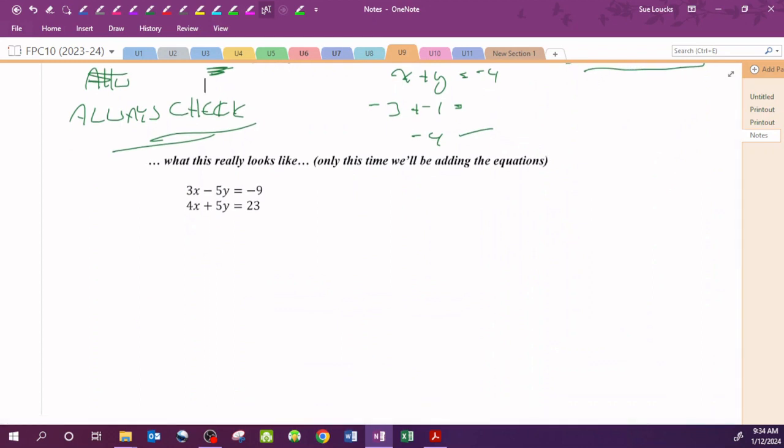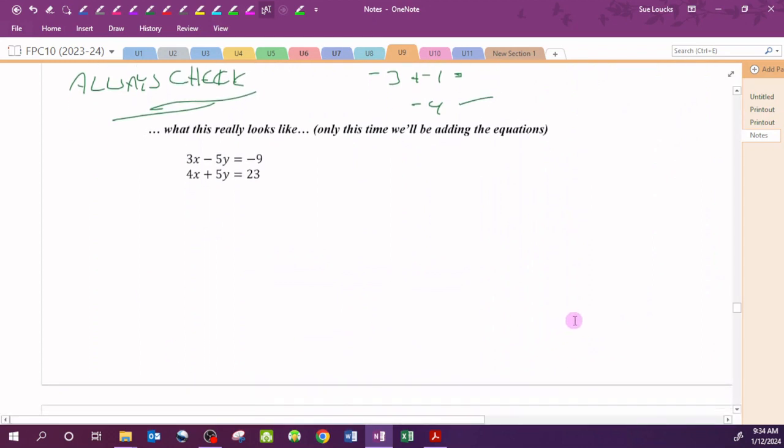I'm going to do another example, but this time I'm actually going to add the equations instead of subtracting them because this time I've got a -5y and a +5y. So if I add those, it'll equal 0. Now it's a good idea to just do the brackets anyway, but you don't have to have them when you're adding. But if you just make it a habit to always do them, that's a good thing, right?